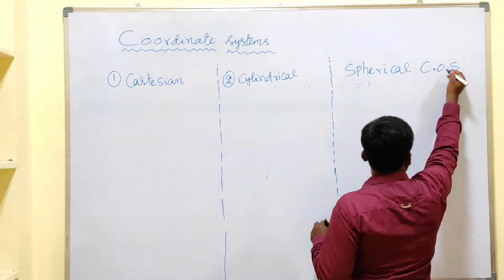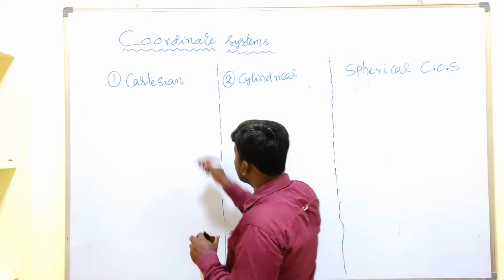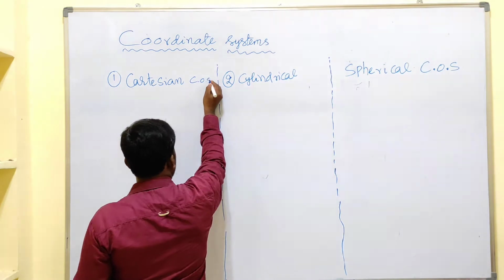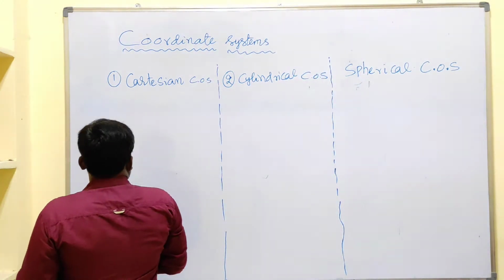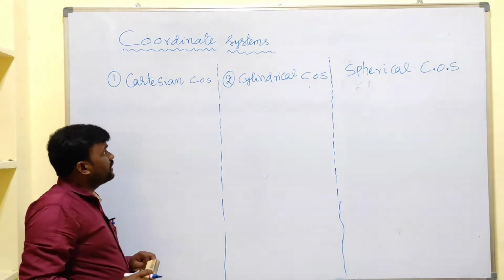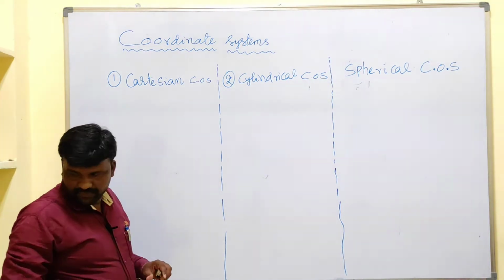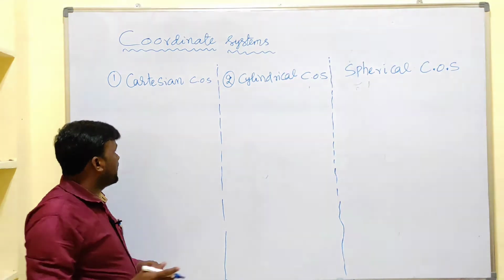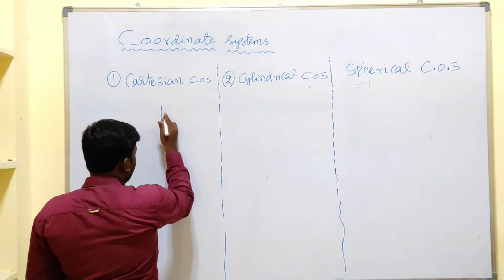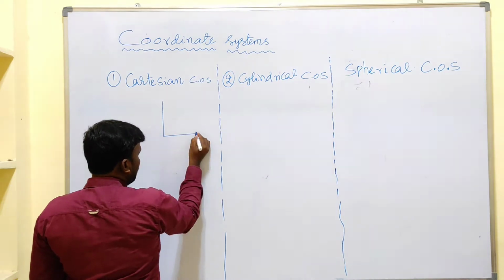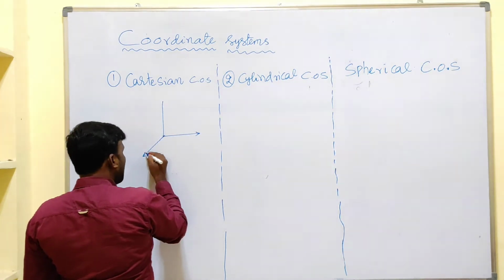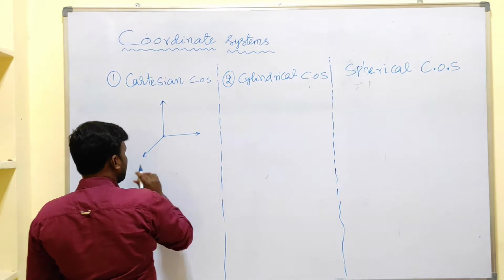COS stands for what? Coordinate system. Here also the same, COS, coordinate system. What is meant by Cartesian coordinate system? Cartesian coordinate system is also called a rectangular coordinate system. We have components like this.